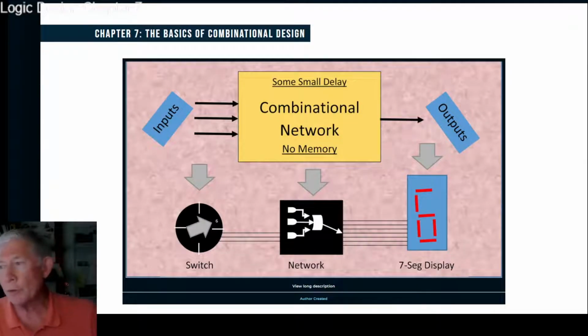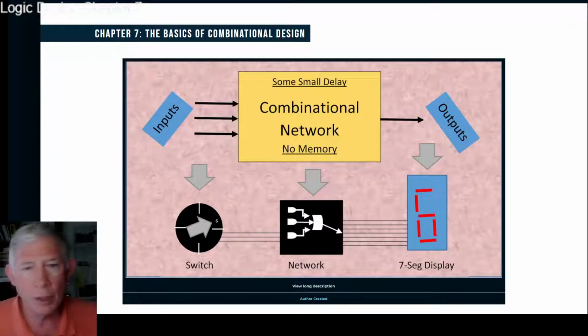All right, so Chapter 7, we're going to try and lock in, review, and extend the concepts for combinational design. The idea is, and this is the cover picture, we have some number of inputs and some number of outputs. I'm showing 3 inputs here, but it could be more or less, and there could be more outputs.